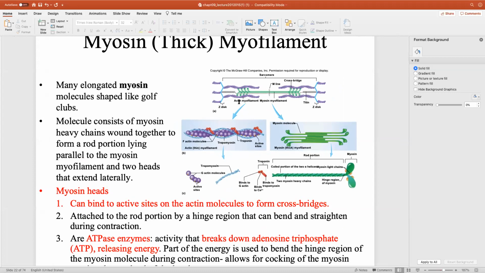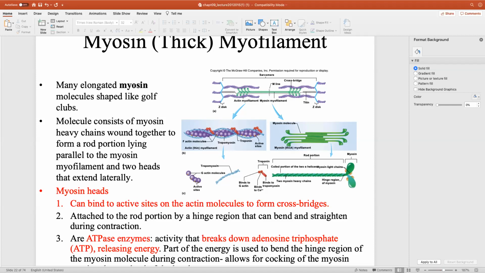So then you maximize the number of cross bridges between myosin and actin that surrounds it. The myosin head has a binding site to actin, allowing it to form cross bridges. Attached to a rod portion by a hinge region that can bend and straighten. So it can move, in other words, this hinge region right here.